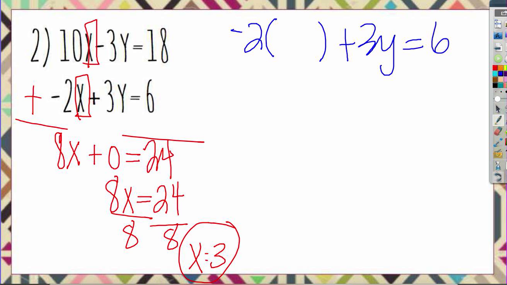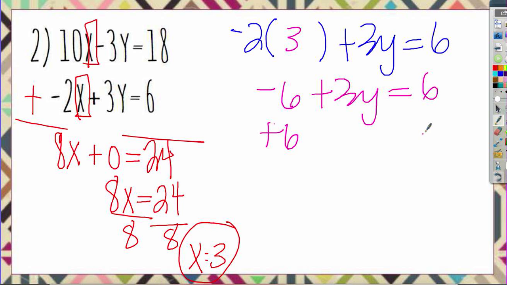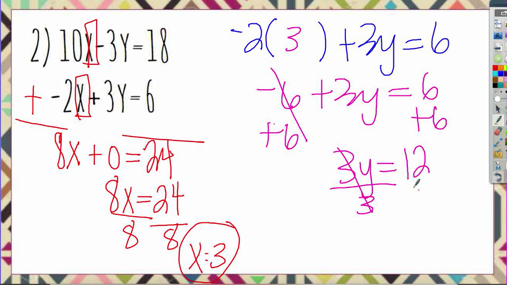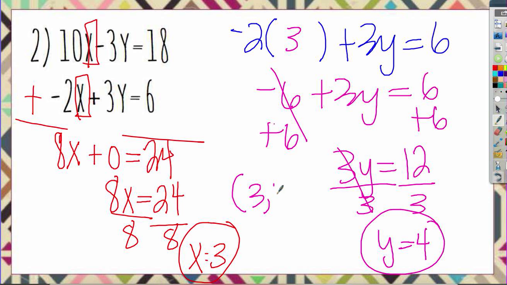Just found out that x is equal to 3. So when I multiply, negative 6 plus 3y equals 6. When I add 6 to both sides, because I'm trying to find out what y is equal to, I get 3y equals 12. And when I divide by 3, I find out y is 4. So I have my values, write them as an ordered pair, 3, 4.